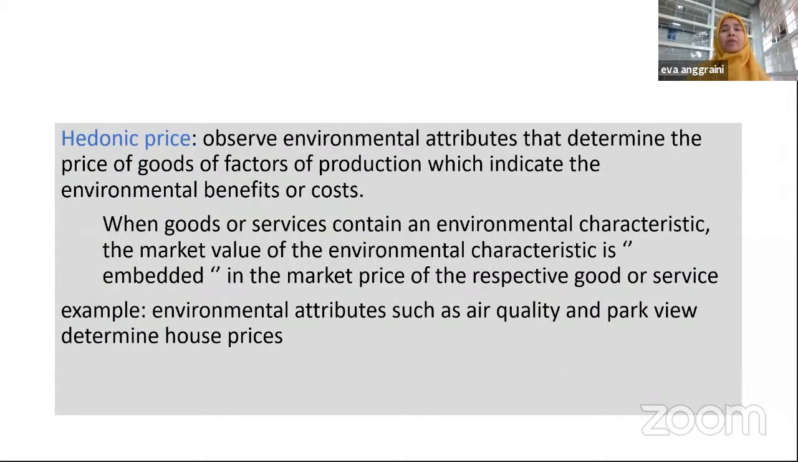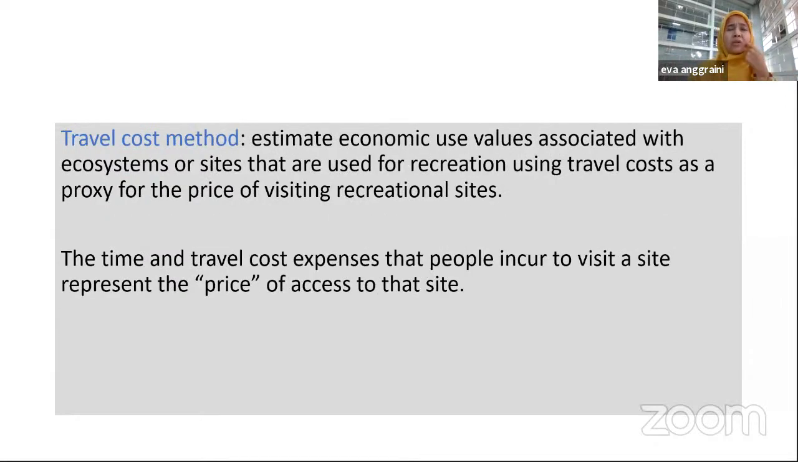And hedonic price: we observe the environmental attributes that determine the price of a good. For example, the price of a house is determined not only by the size of the house or the land, but also by other things, environmental attributes, for example the park view. If the house is near a park view, its price will be higher than other houses. And the travel cost method estimates economic values associated with ecosystem sites that are used for recreation. We assess from the travel cost spent by individuals to visit a site.